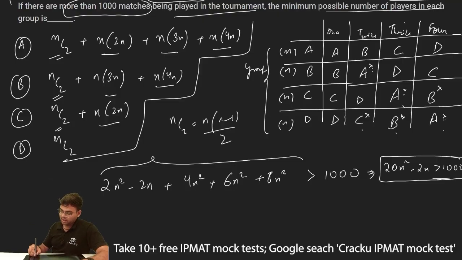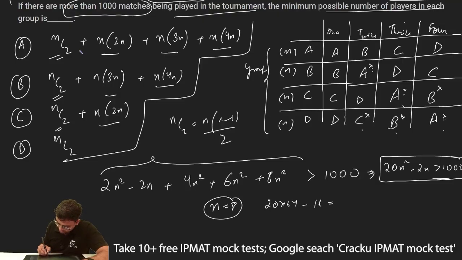We have to find out the value greater than 1000, and then find the minimum value of n. Now if I put n equal to 8, this will be 20 into 64 minus 16. 20 into 64 is 1280, so 1264. This is the number of games when n is equal to 8, and this is greater than 1000.